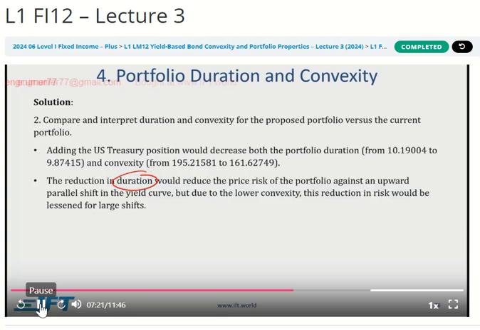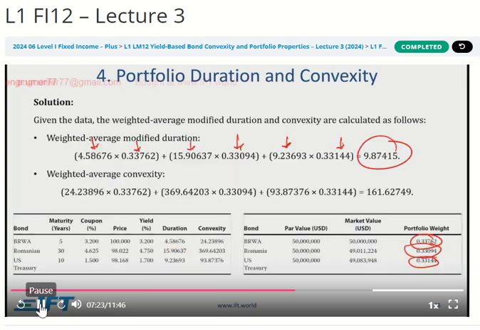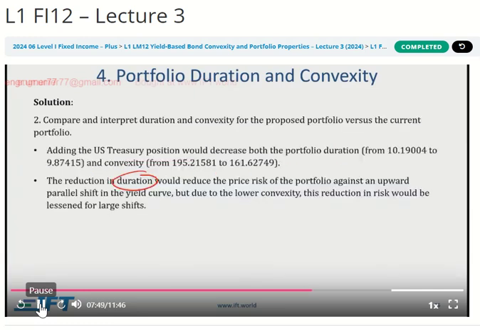And why is that happening? So let me just take you back. Obviously, it is happening because you're adding US treasuries, which have lower convexity and lower duration compared to the Romanian ones. So it is pulling that average down, right? Even though your BRWA is even lower than the US ones, the US ones are still lower than this one. So the average is being pulled to the middle. And so far it's easy to do.